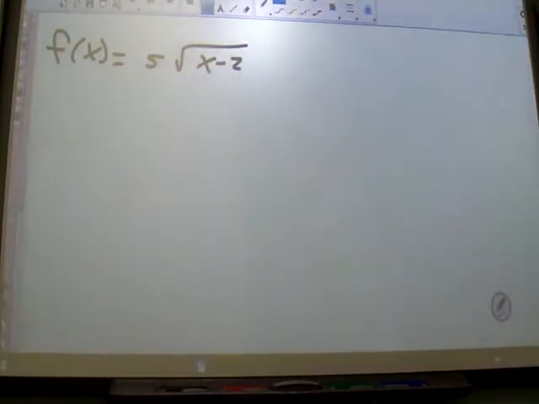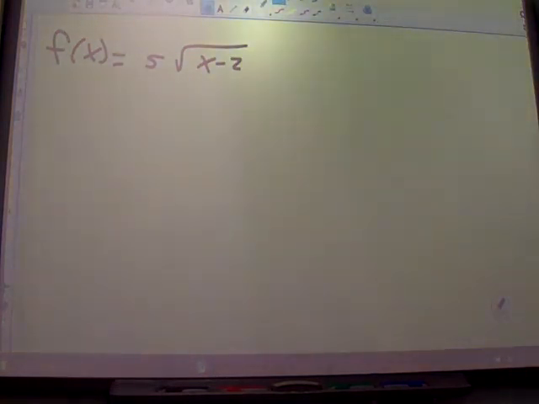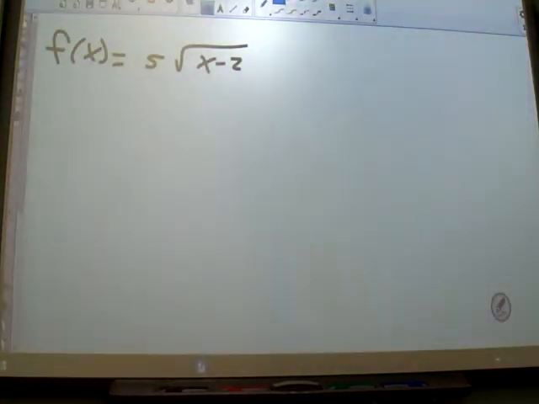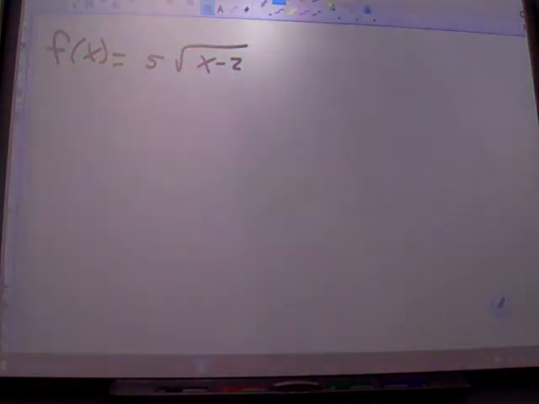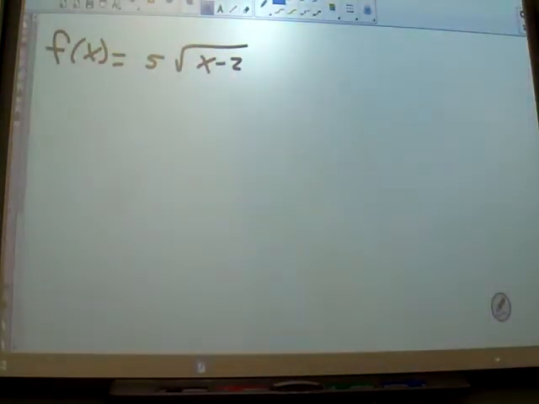Shh. Hey, I got f of x. Y'all be quiet. F of x is equal to 5 times the square root of x minus 2. And the directions say to write the inverse. I'm going to let you try this one before I tell you and see how we do.